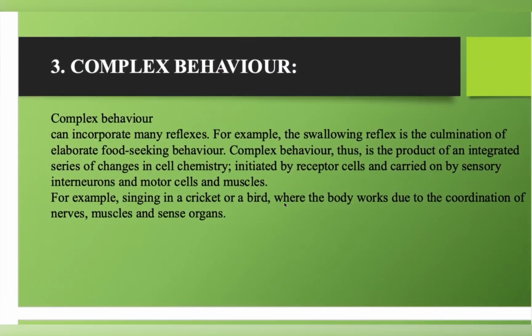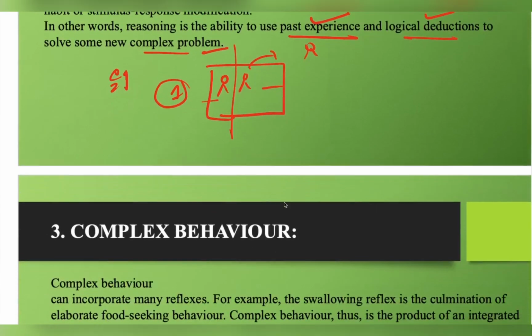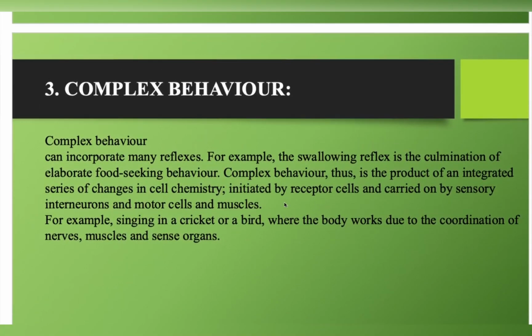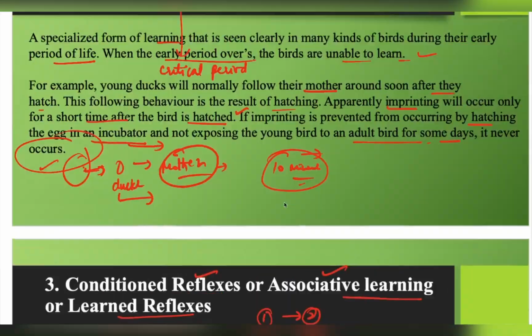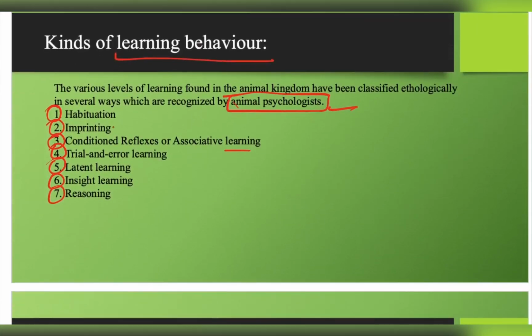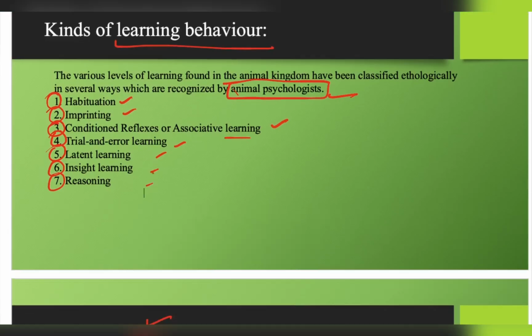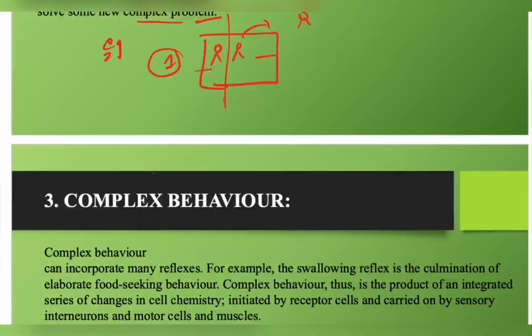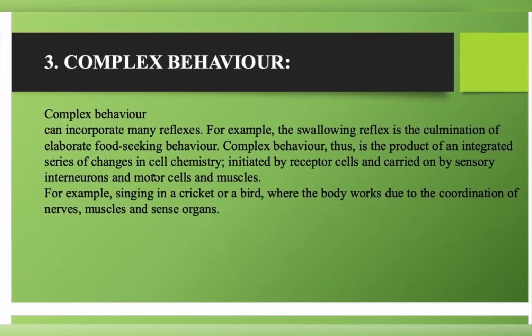Now the next one is complex behavior. If we talk about complex behavior, I think we are forgetting one from the learned behavior. Let me just go back. Okay, so we have done habituation, imprinting, associative learning, trial and error, insight learning, reasoning. I think I have just marked wrong on that side. Yes, we are done with learning. Now let's come to complex behavior.